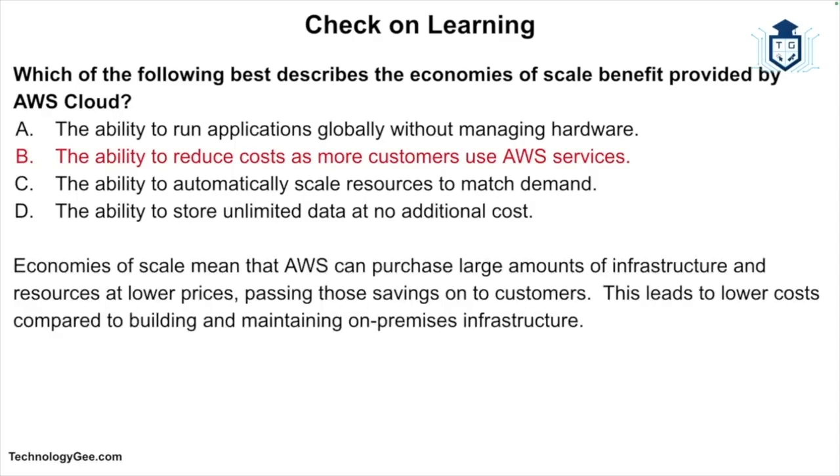And the correct answer is it is the ability to reduce costs as more customers use AWS services. So economies of scale simply means that AWS can purchase large amounts of infrastructure and resources at lower prices, passing those savings on to customers. And this leads to lower costs compared to building and maintaining on-premises infrastructure.